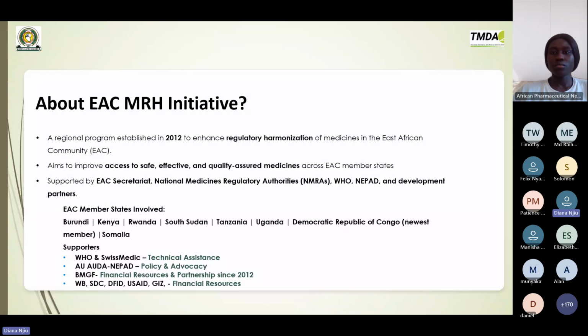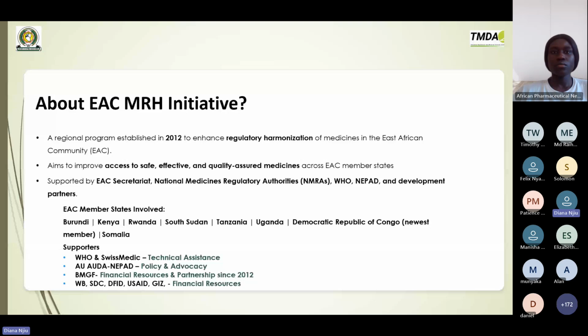So about the EAC MRH initiative, the members will be very excited to know about it. This is a regional program established in 2012 to enhance the regulatory harmonization of medicines in the East African Community. The aim was to improve access to safe, effective, and quality-assured medicines across the EAC member states, supported by the EAC Secretariat, the National Medicine Regulatory Authorities, and other partners such as the WHO, NEPAD, and other development partners.